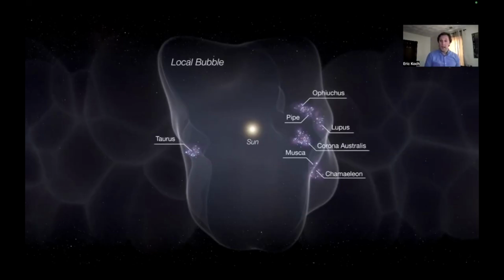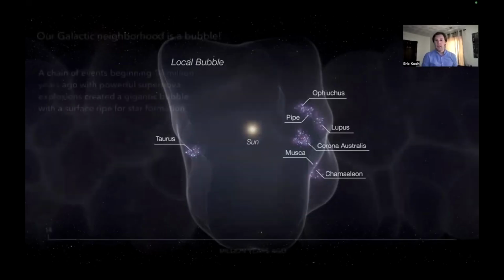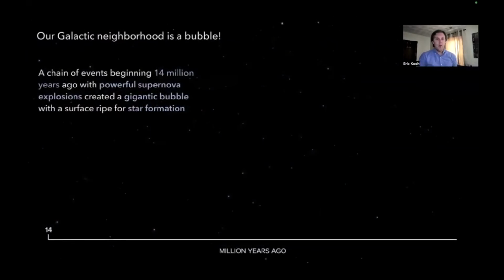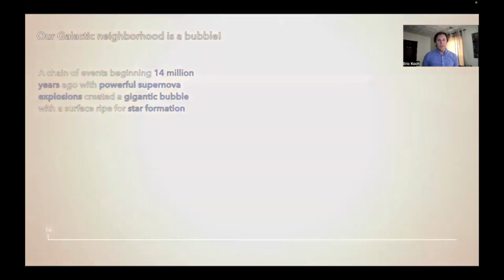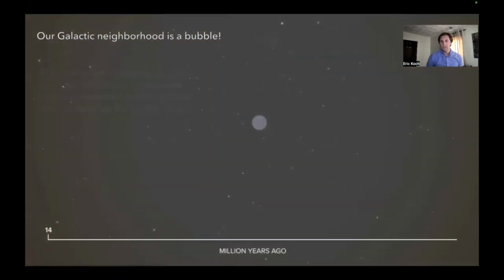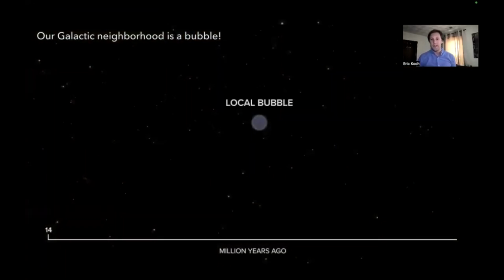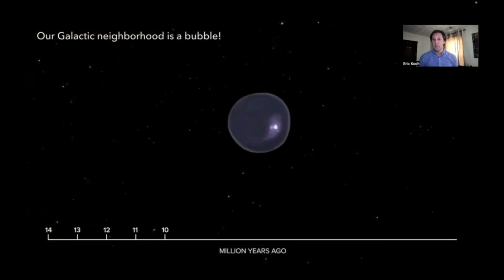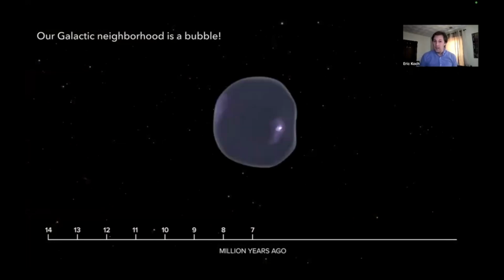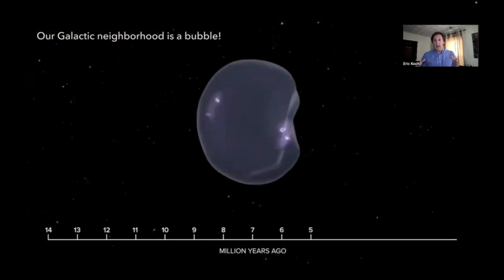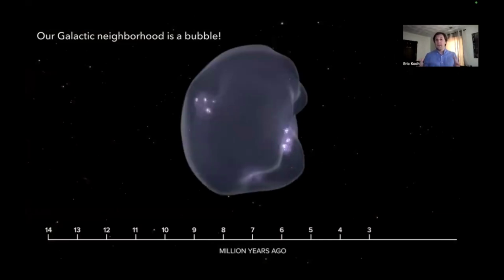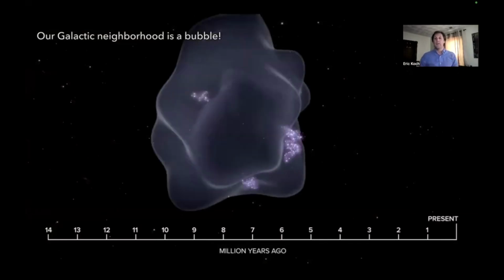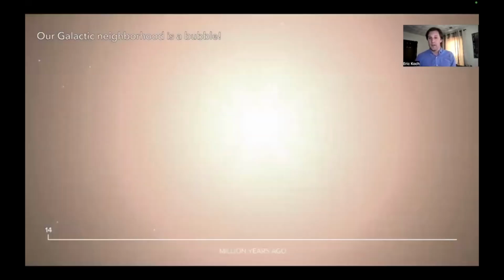And in work led a couple years ago by my colleague, Catherine Zucker, she showed that we can actually trace the history of this bubble as it began from a set of supernovae and expanded over the last 14 million years. And as it expanded, it drew up gas and dust, leading to the formation of all of the nearest star-forming regions to us around the sun.